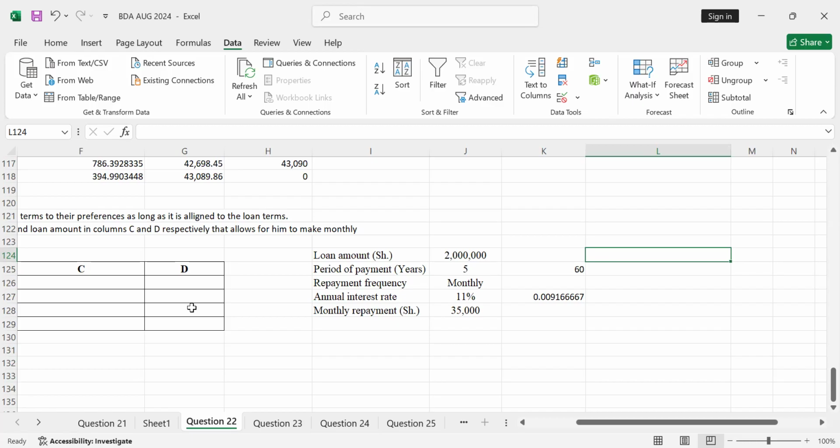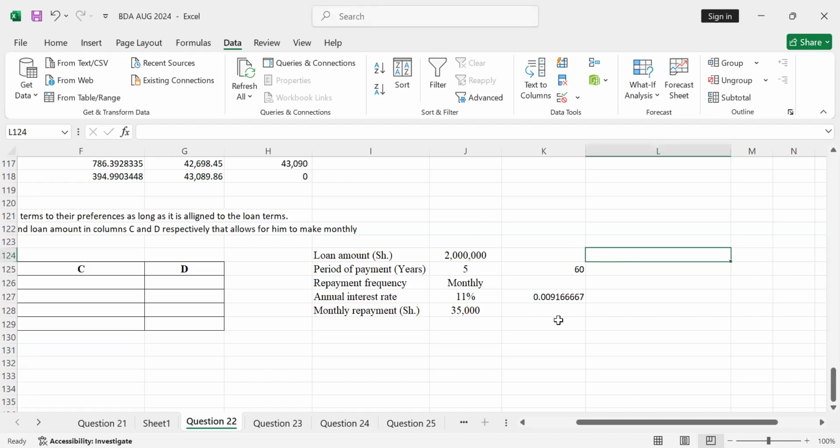So the key thing is first we need to identify what we call our output value. What generally do we want to achieve? Then we have to change the cell to the desired output, then the desired output value to the value that we want, and then we do the goal seeking. So our goal seeking here, we want to seek on making a monthly repayment of 35,000 for that particular period. So this is what I do.